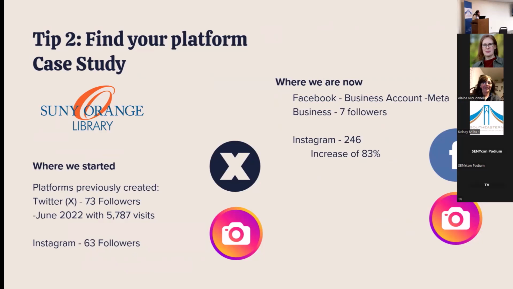Where we are now, we moved over. We no longer maintain the Twitter account, the X account, but now we have a Facebook page. We're using it because of the Meta business account that it has. I can talk about that a little bit later. Right now, our Facebook page only has 7 followers. That's okay. And our Instagram has increased to 246, an increase of 83% over the 2 years that we've been working on that. Again, I'm not talking millions of followers here, but this is an improvement, and it's something that I really enjoy.